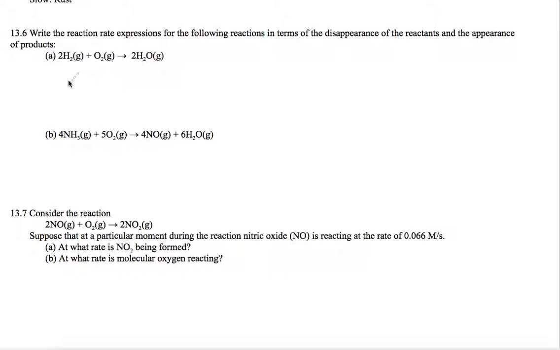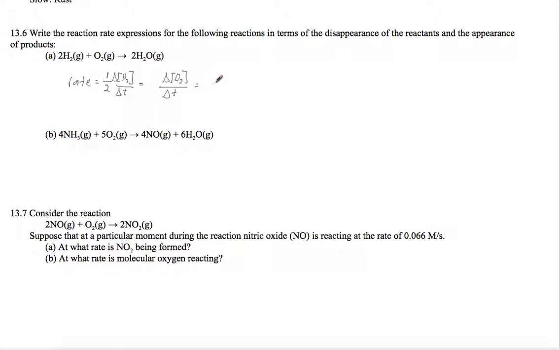The rate expression is going to be the rate is equal to all of the different reactants and products related to their coefficients, and the coefficients are related by the fraction. So this is going to be 1/2 the change in concentration of hydrogen over time. That's going to be equal to then the change in concentration of oxygen over the change in time.